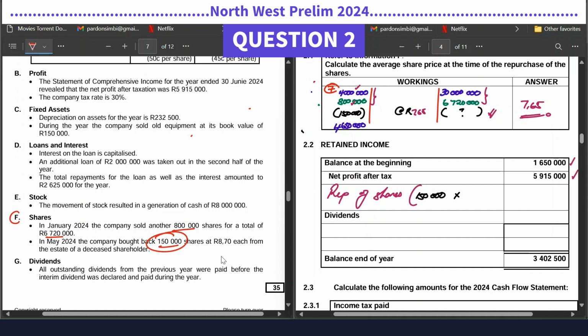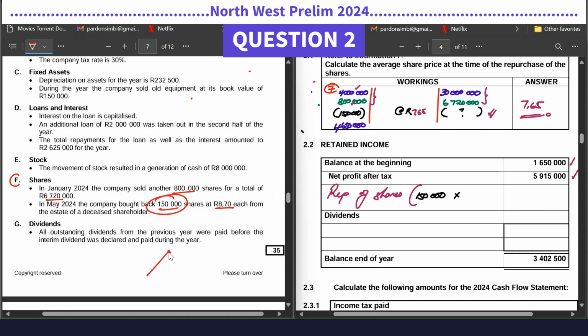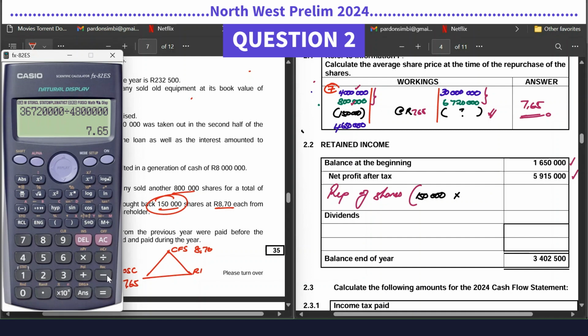Certainly not. In your mind already, you have the triangle. You remember the famous triangle. At the top, we have the cash flow amount, which is your 870. Here, it's the ordinary share capital amount, which is your average price, 7 Rand 65. And here we have the retained income amount, the amount above. So we need the adding machine. We would say 8 Rand 70, and then we subtract 7 Rand 65, and we end up with 1 rand 5 cents.